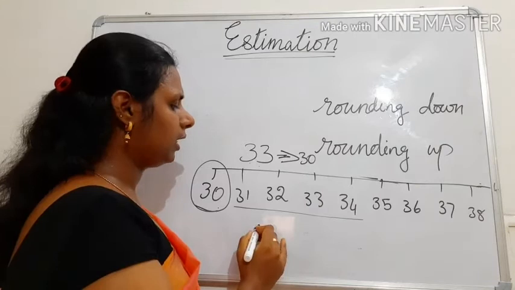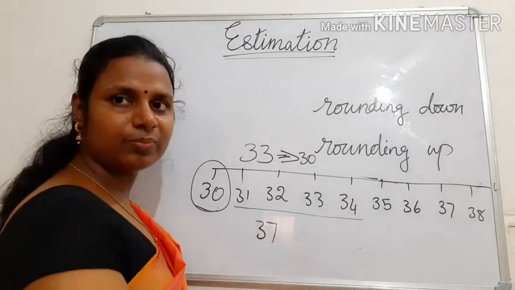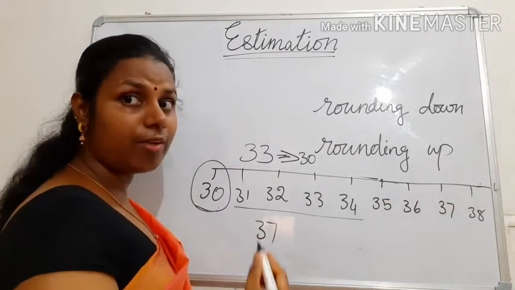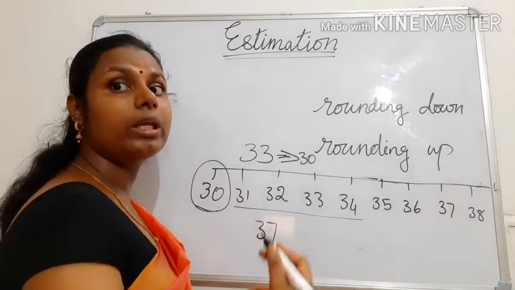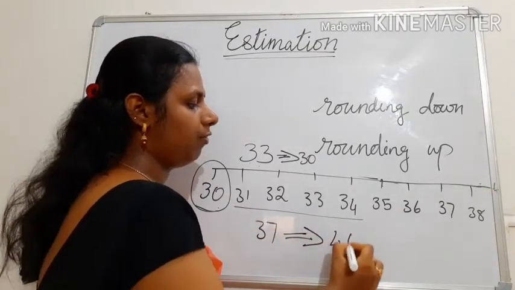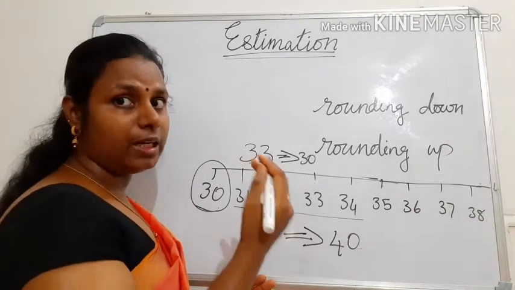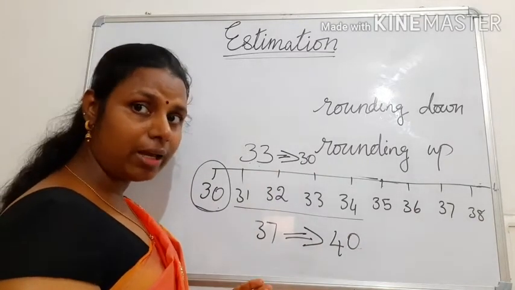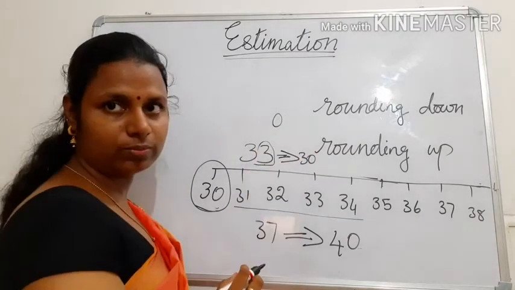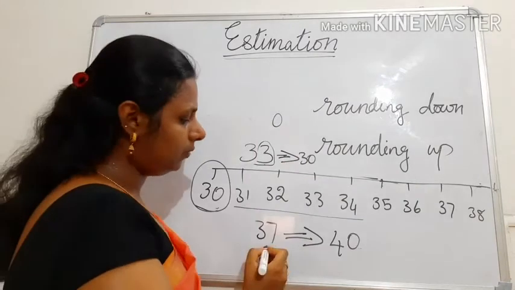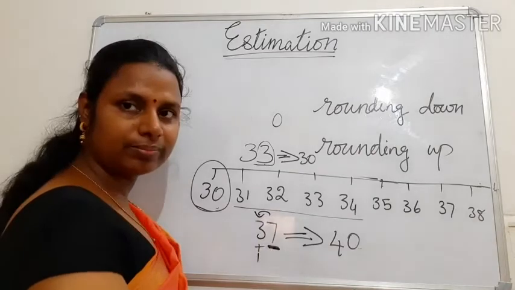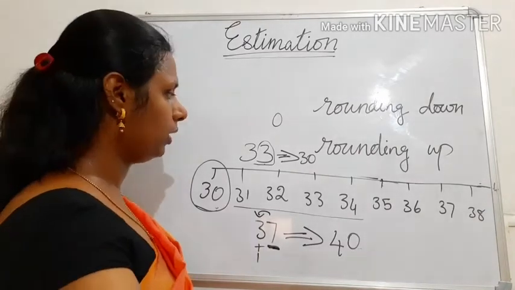If they are giving 37, 5 and above 5, that means rounding up. That reaches till 40. Less than 5 in ones place, you have to leave ones place and take 0. Here, you have to add one number. That is rounding up.